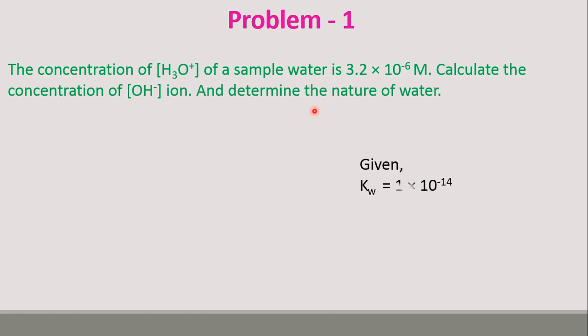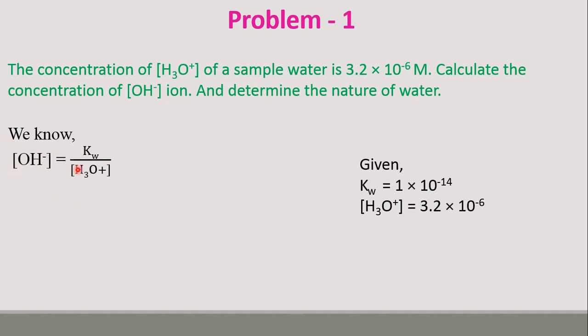Here, since the sample water is at room temperature, the value of Kw equals 1 into 10 to the power minus 14, and the concentration of hydronium ion equals 3.2 into 10 to the power minus 6. We know the concentration of hydroxyl ion equals Kw divided by the concentration of hydronium ion. Both values are given. So, after putting the values, we get the concentration of hydroxyl ion equals 3.125 into 10 to the power minus 9 molar.